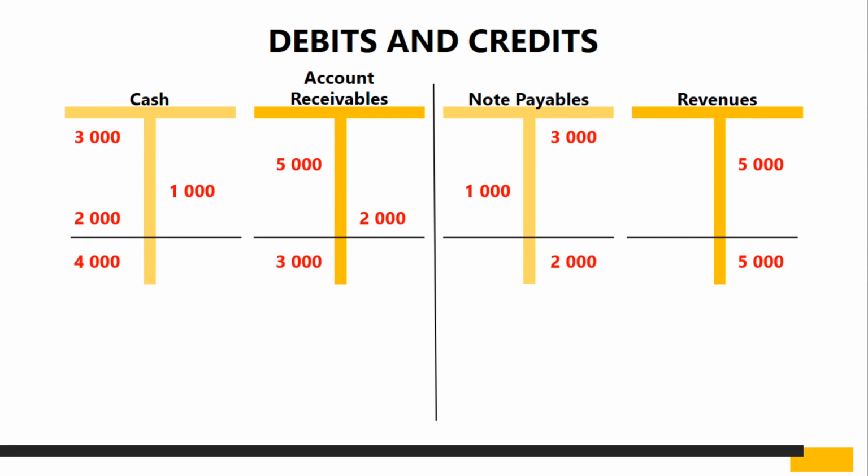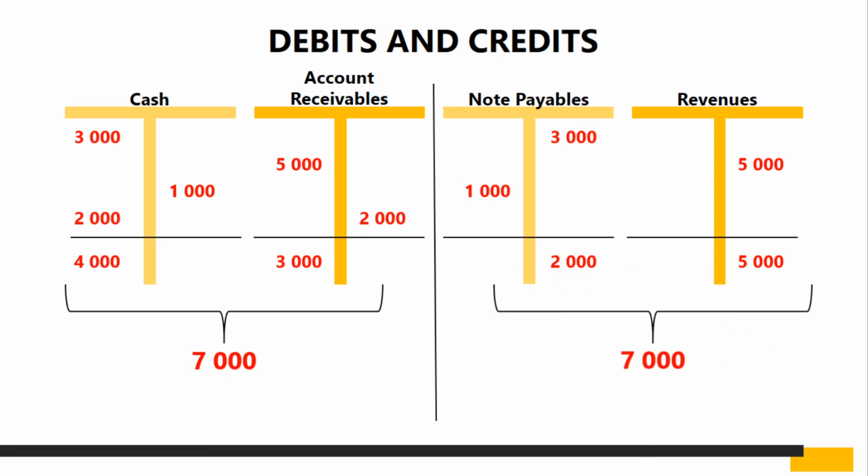Now let's take a look at what happens at the end of the month if we add up all of our debits. We get 7,000 of debits. What if we add up all of our credits? We get 7,000 of credits.